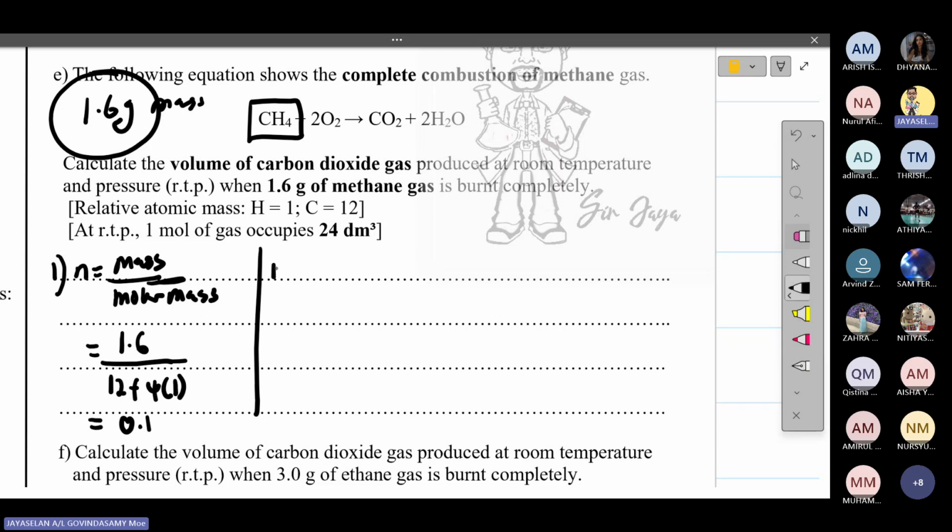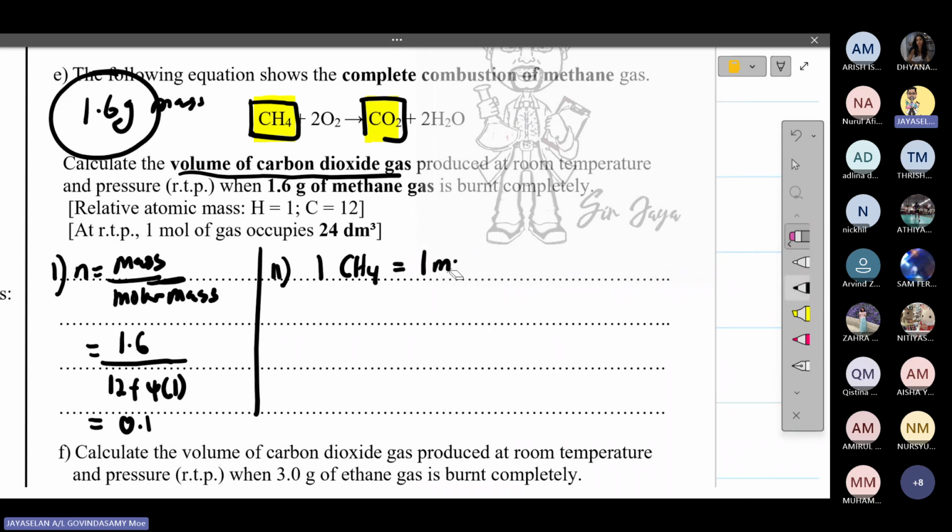Okay, then only you read the second question. What is the question? Calculate the volume of carbon dioxide. Take the equation, I got information about this, and they ask about carbon dioxide. And the equation is already balanced. Here 1 mole, 1 mole. If you feel lazy to write, just write like this. As long as you compare, I give marks.